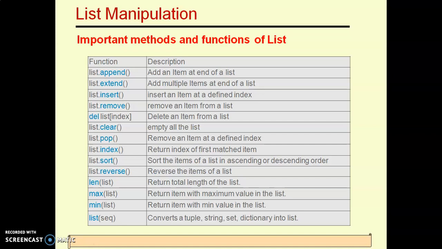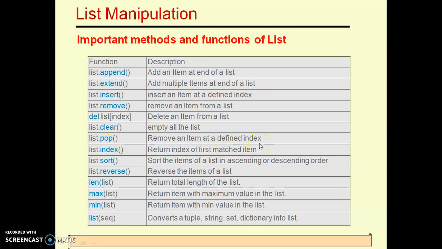Now here I am going to provide you with some list manipulation methods. First one is dot append, which we have already studied, right? Next is extend. Then next is insert. What does insert do? It inserts an item at a defined index. It means if I write list.insert(2, "Tushar"), then it will enter the value Tushar at index 2. Remove an item from a list. Delete an item from a list. Dot clear empties the whole list. Dot pop removes an item at a definite index.